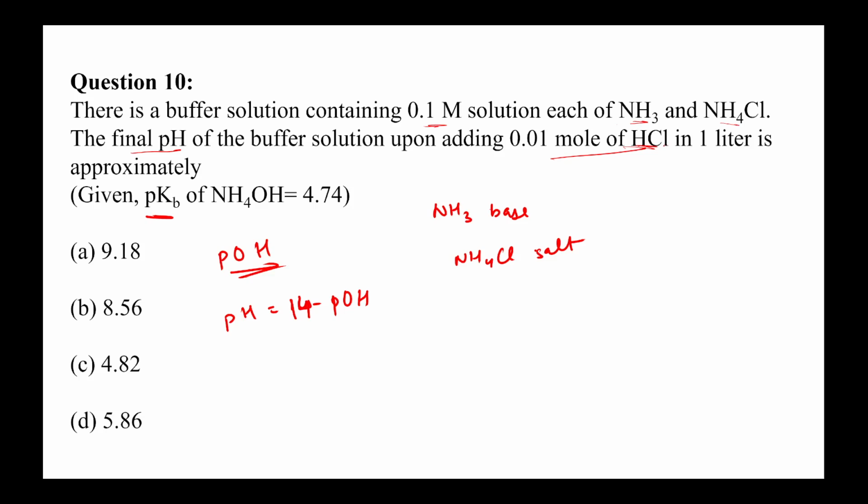The concentration of HCl would be added to the salt and subtracted from the base, because HCl is going to neutralize the base, so it reduces the basic concentration and increases the acidic concentration. Use the final concentrations of salt and base and find the pOH.